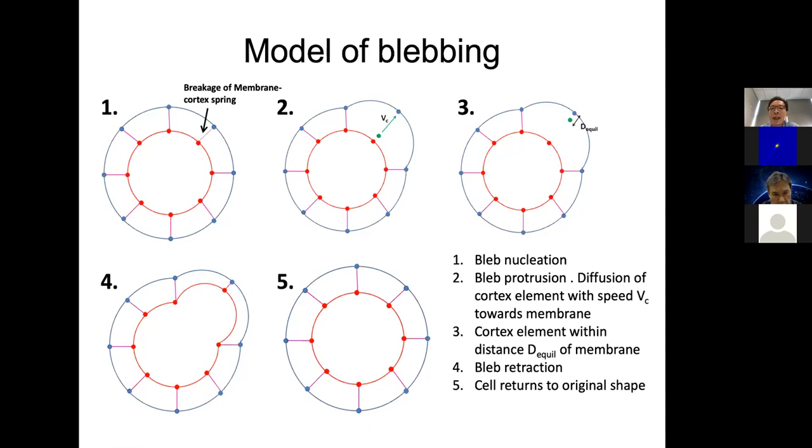So this, we think, is in some sense a physicist's view of how blebbing, or how the formation of a protrusion, leads to motion.